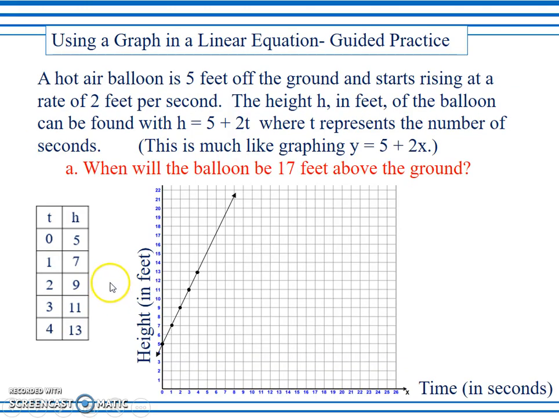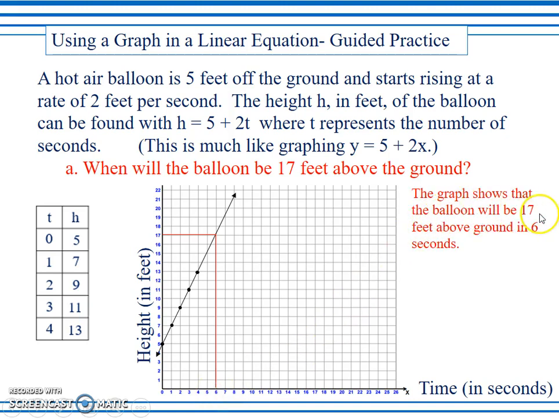Okay, yesterday in our video we talked about a hot air balloon that started 5 feet off the ground and rises 2 feet per second. So we created our table, we plotted our points, we drew our line. Now we're going to extend that and ask, when will the balloon be 17 feet above the ground? Well, here's the height in feet, so here's 17. And if I read down, I see that 6 is the seconds, time in seconds. So the graph shows that the balloon will be 17 feet above ground in 6 seconds.